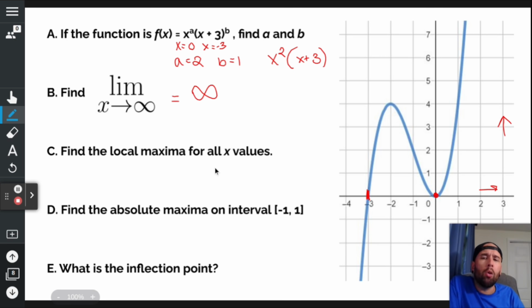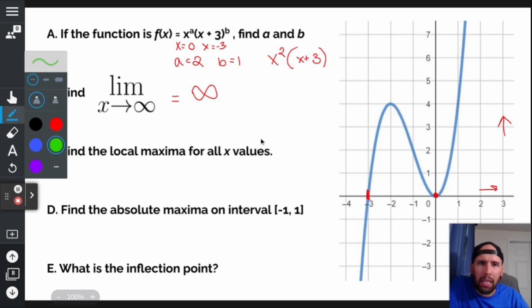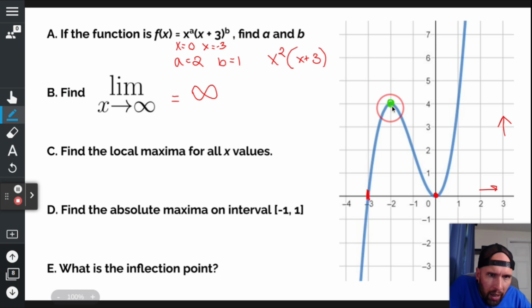Find the local maxima for all x values. The local maxima, or local maximum, is probably what I should have said. The local maximum for all x values is going to be just this guy right here. Since you go on forever and you go on forever, my local maximum is going to be at -2, 4. So my local maximum is the point at the top of this mountain, -2, 4. And again, if you're like, but this line keeps on going on forever. Exactly, which makes it not local.